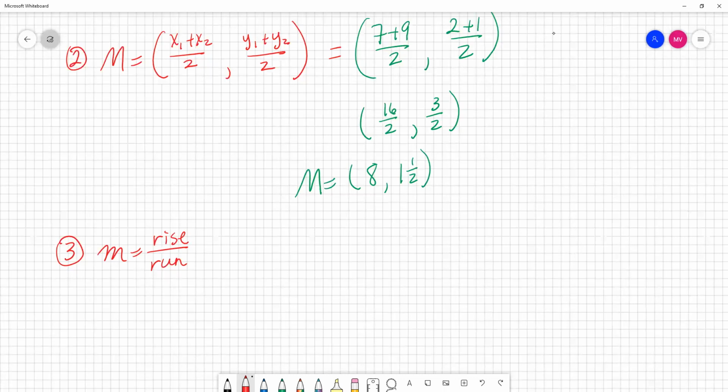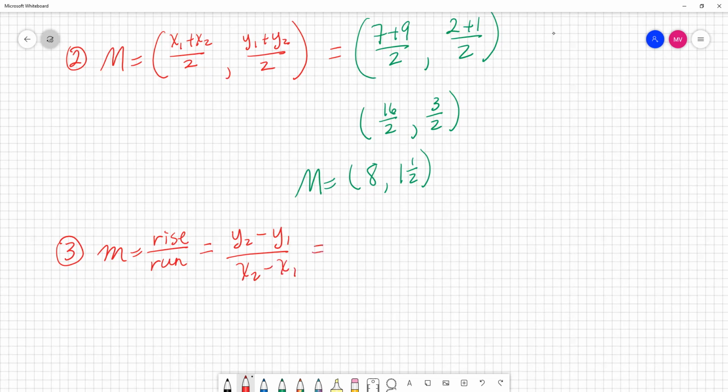All right, so what is rise? Up and down, right? So it's the difference in your y, so it's y2 minus y1, and the run is the flat surface, x2 minus x1.